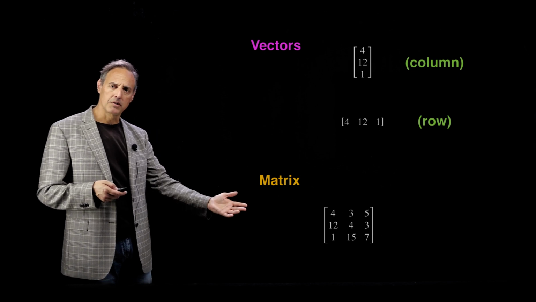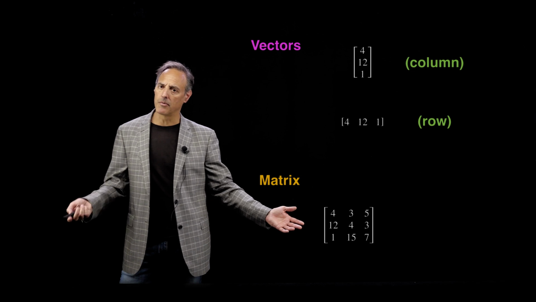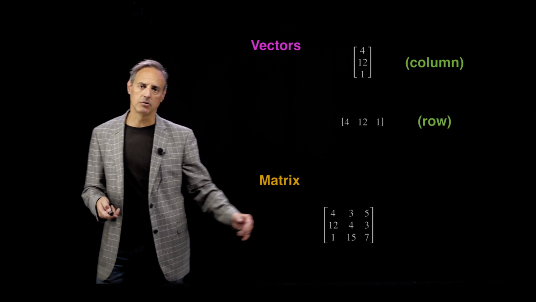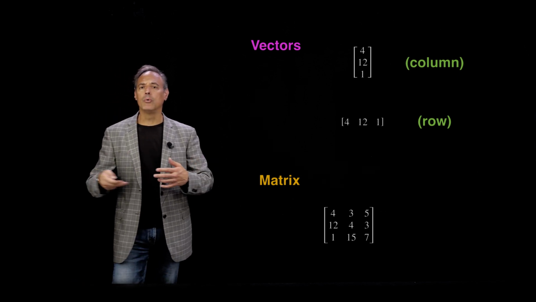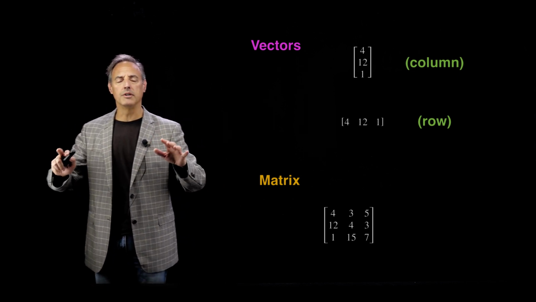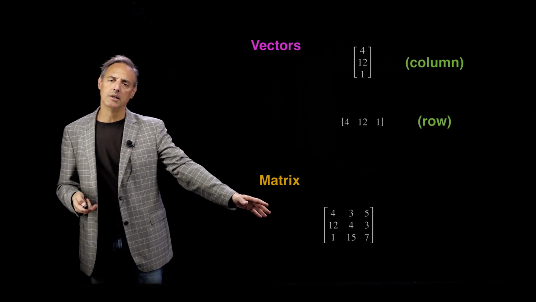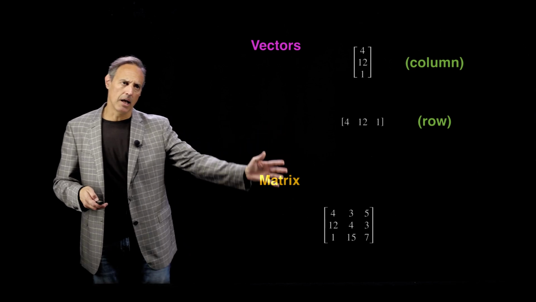A matrix is an object which has a given number of rows and a given number of columns. For instance, here, this is a 3x3 matrix, so it's 3 rows, 3 columns. Depending upon what you are doing in your application, almost everything you're going to be aiming for is to organize all of your data or all of your computation into typically a set of matrices and a set of vectors.